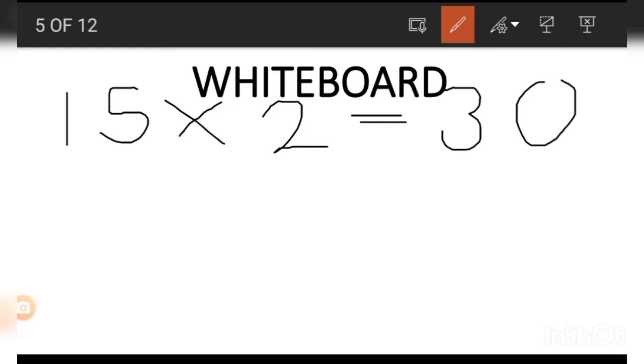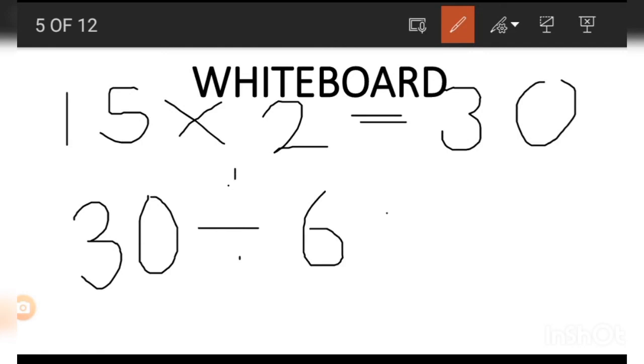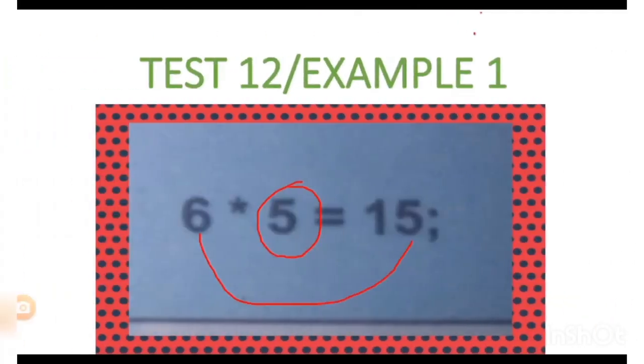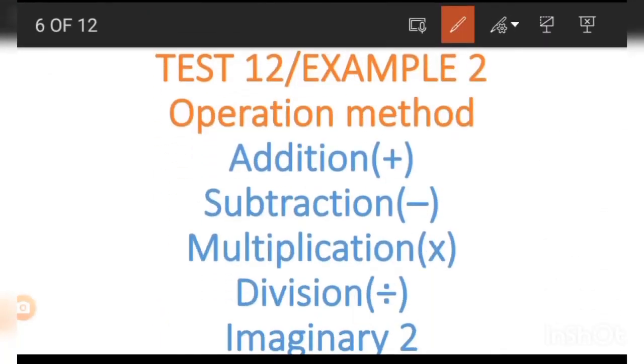Now what do we do with the 30 and the remaining number? Of course, we divide. So we have 30 divided by 6. The result is 5. So this is how we got the 5. The same way we get the 6.